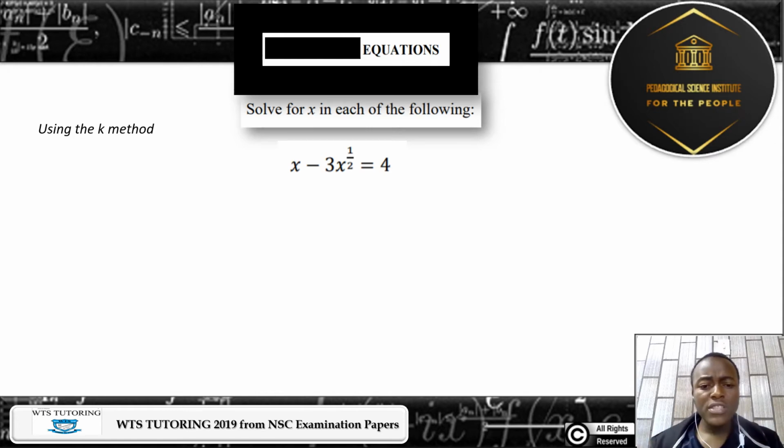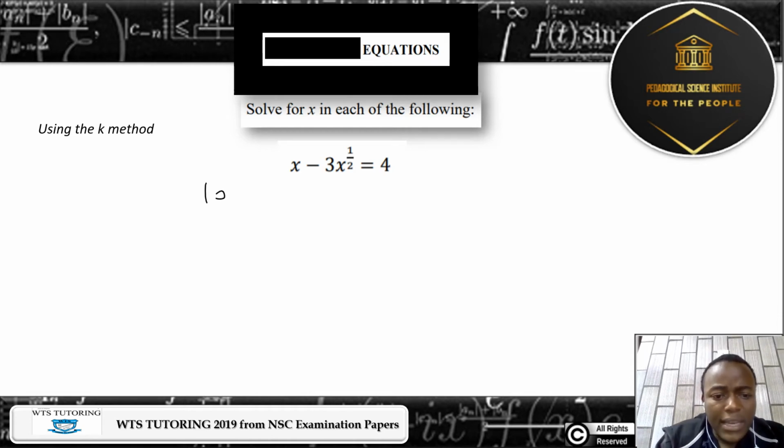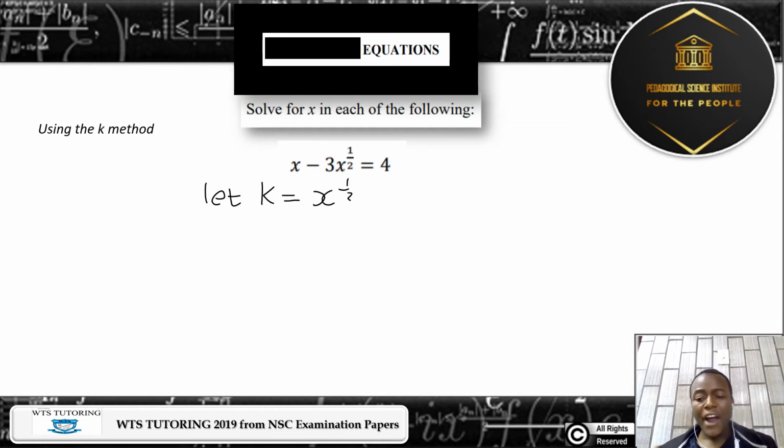So how do we use the K method, right? The one in the middle is the one that you equate to K. So what do I mean by the one in the middle? The unknown in the middle, you equate it to K. So we say let K be equal to x exponent 1 over 2, right? The unknown in the middle, you equate it to K.